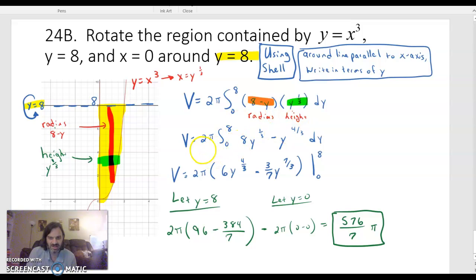We'll distribute all that and we'll have 2 pi times the integral from 0 to 8 of 8y to the 1/3 minus y to the 4/3 dy. After integrating, 2 pi times the quantity 6y to the 4/3 minus 3/7 y to the 7/3 evaluated from 0 to 8. When we let y equal 8, we get, just like we did with the disk method, 576 sevenths pi. Plugging in 0, we get 0. So just like with the disk method, using the shell method here, we get a volume of 576 sevenths pi.